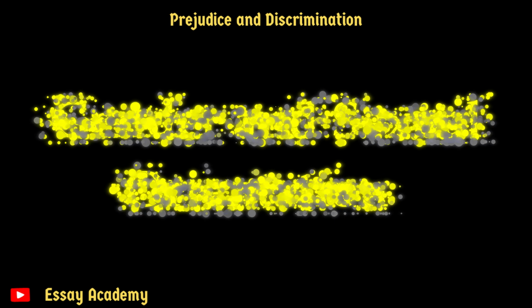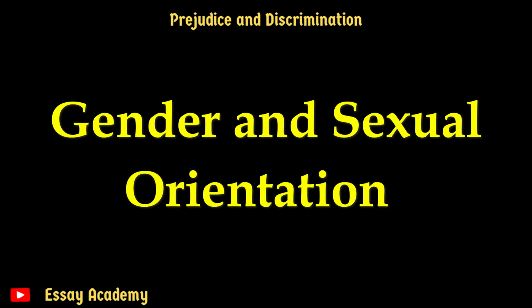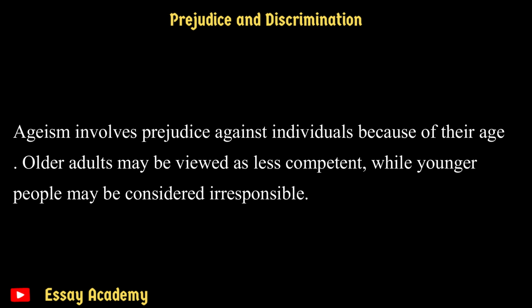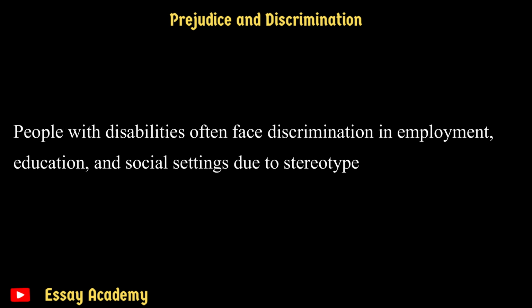Age. Ageism involves prejudice against individuals because of their age. Older adults may be viewed as less competent, while younger people may be considered irresponsible. Disability. People with disabilities often face discrimination in employment, education, and social settings due to stereotypes about their abilities.